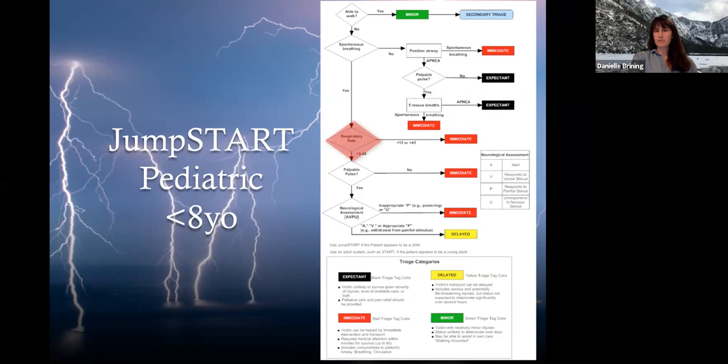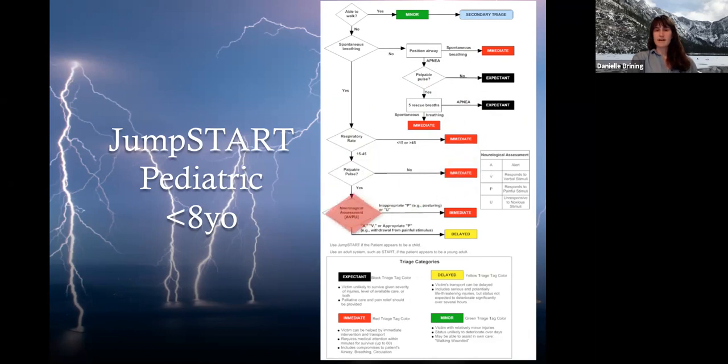After that, you go down to respiration rate, same thing, but instead of greater than 30, it's less than 15 or greater than 45 or irregular, puts them in that immediate red category. The palpable pulse is the same thing. If there's no palpable pulse, it's red.